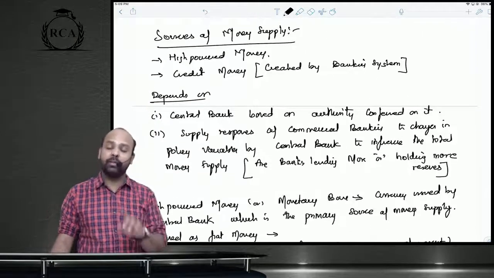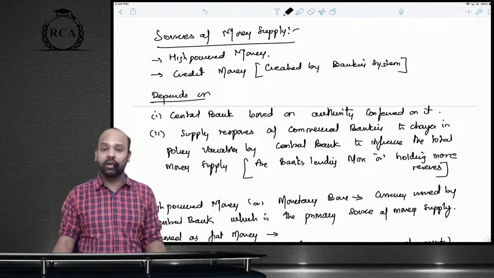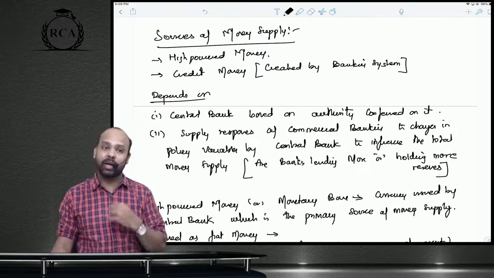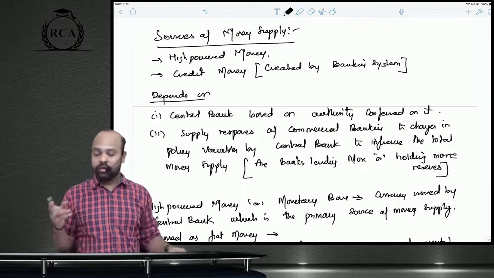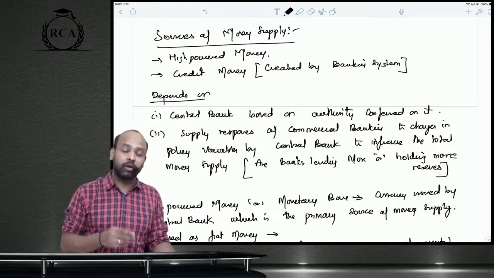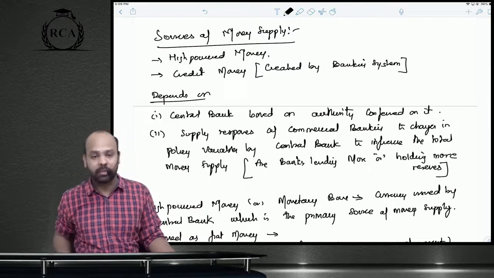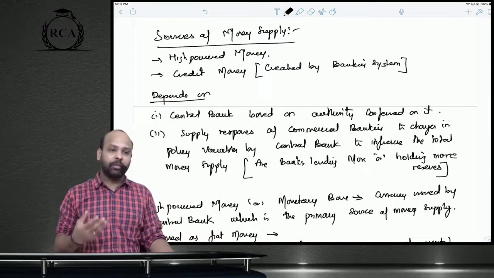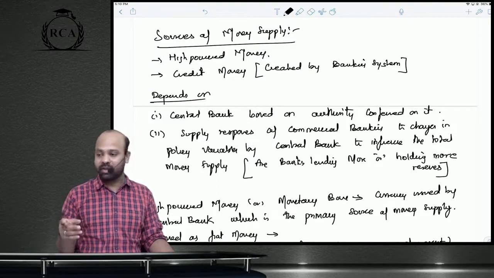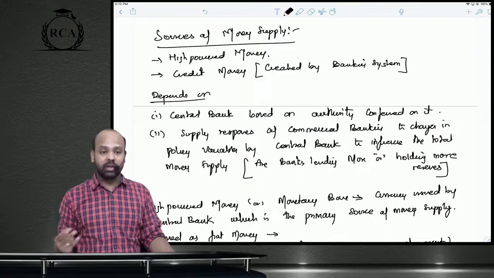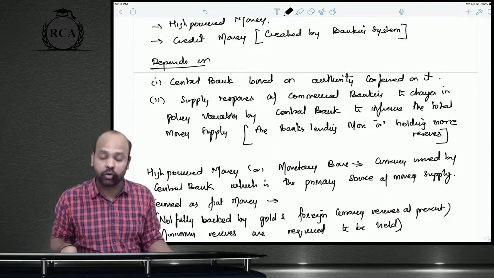Sources of money supply: two important sources of money supply. One is high powered money. The other one is the credit money that is generated by the banking system. So we say, guys, the source of money supply will depend on the central bank because of the authority that has been conferred on the central bank. Second, it would depend upon the supply responses of the commercial banking system, in response to the policy variables used by the central bank to influence the total money supply.